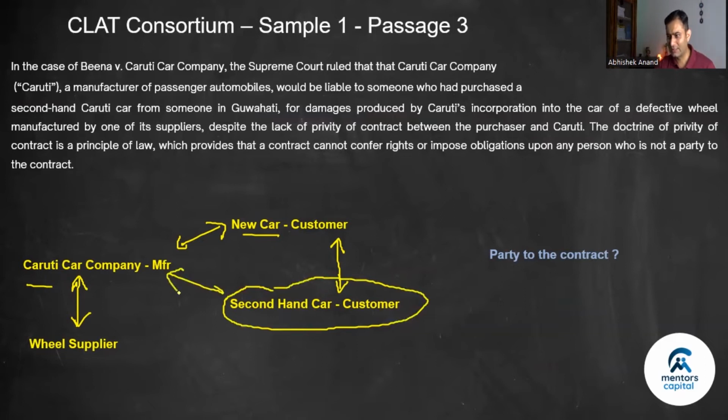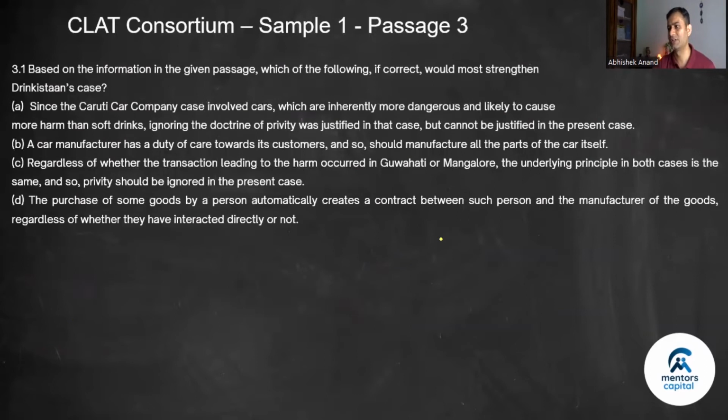और इसका there was no direct contract, so ideally this party, if you were to apply the doctrine of privity of contract, should not be able to sue this company. But in Bina versus Karuti case में court said कि no, the Karuti car is still liable, and it said the doctrine of privity of contract does not apply. अब ये वाला principle कब apply होगा? When you prove that the cases were similar. So this is what has happened in the passage. Let's come to question number 1.